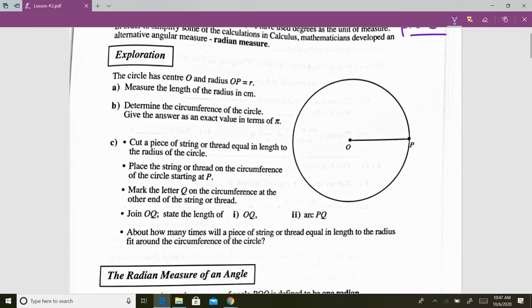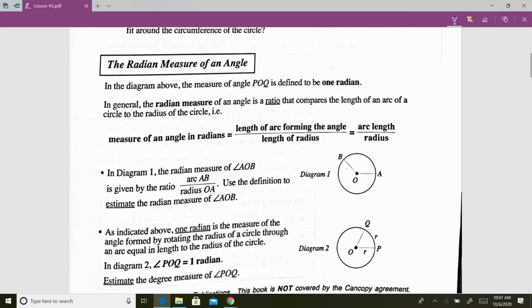So we're going to skip that first bit. The radian measure of an angle. I will never ask you this ever again, but this is the definition of a radian, a rad. It is the length of the arc forming the angle divided by the length of the radius, i.e. it's the arc length over the radius.